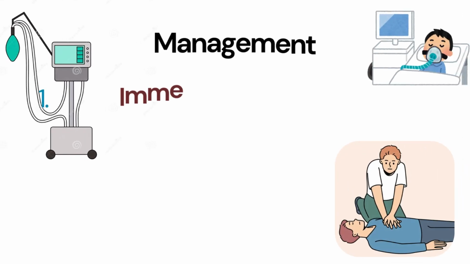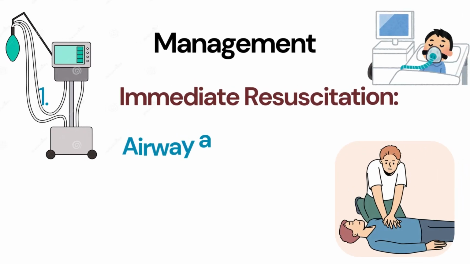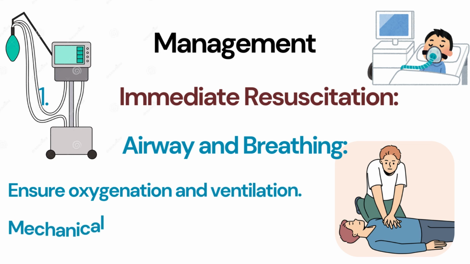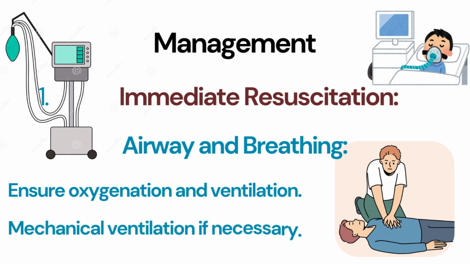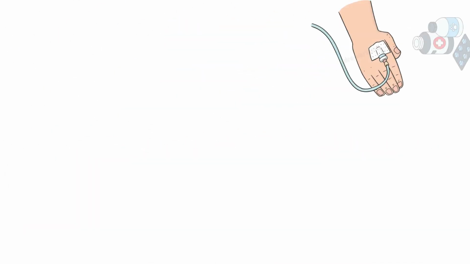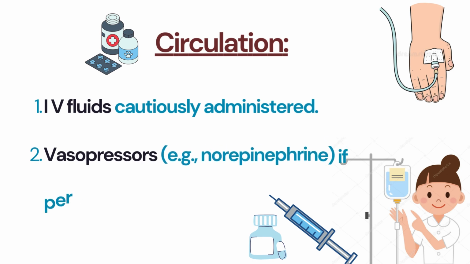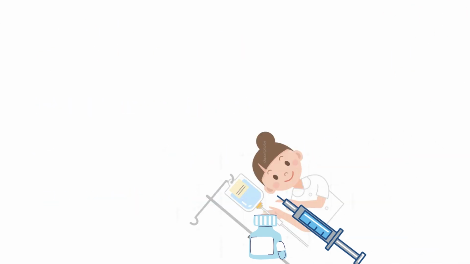Next, let's discuss management strategies for obstructive shock. Management involves, one, immediate resuscitation, which includes securing airway and breathing, ensuring oxygenation and ventilation, mechanical ventilation if necessary. Circulation: administering IV fluids cautiously. Vasopressors, like norepinephrine, may be used for persistent hypotension.